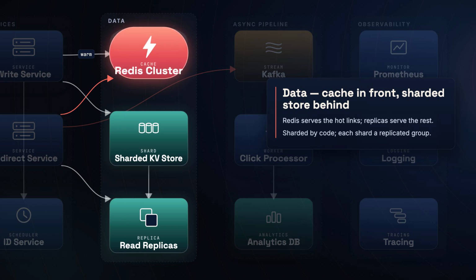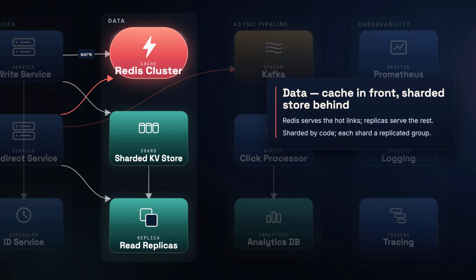Behind it, the store itself, one code in, one URL out. No joins, nothing relational. Honestly, I wouldn't even reach for SQL here. That is exactly what a key value store is built for. We split it by code. This is called sharding. So any lookup hits just one machine.